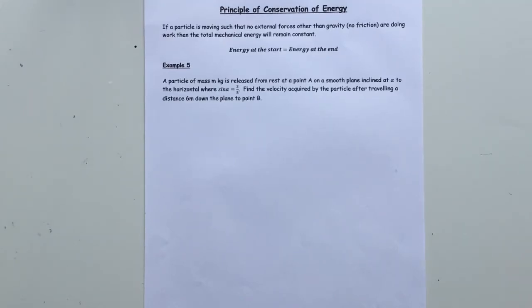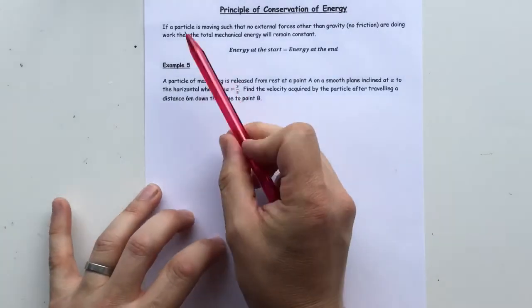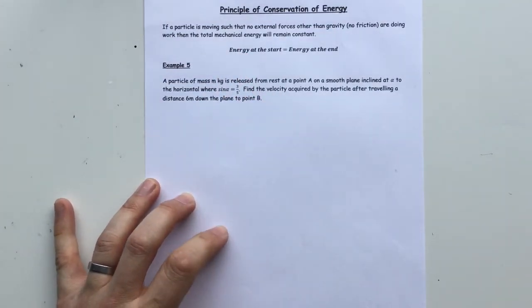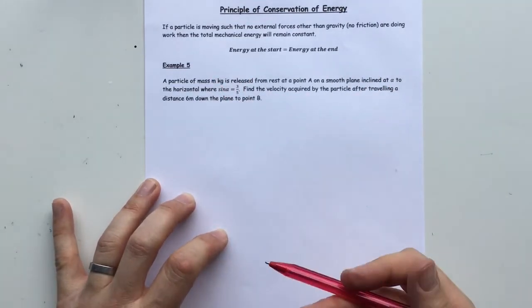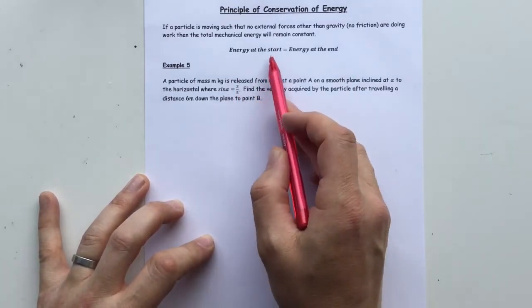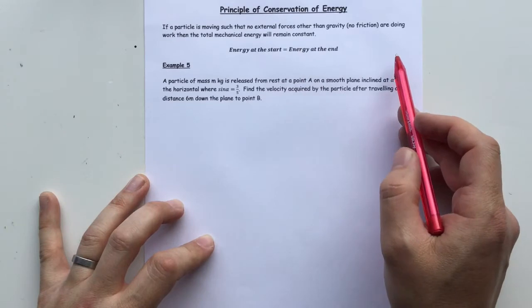So often when we're talking about work and energy, we refer to the principle of conservation of energy. It basically says that if a particle is moving and there are no external forces other than gravity, in other words, we have smooth surfaces, there's no friction involved, then the total mechanical energy, in other words, the kinetic energy and the potential energy, will remain constant. In other words, the energy at the start will be exactly the same as the energy at the end.